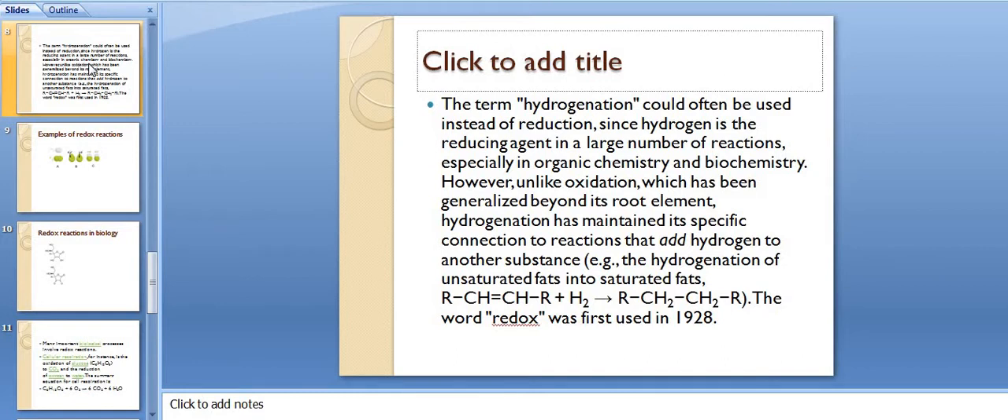Let us take an example like R single bond CH double bond CH R plus hydrogen. That gives rise to R single bond CH2 R. The word redox was first used in 1928.